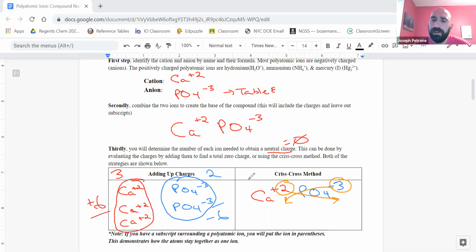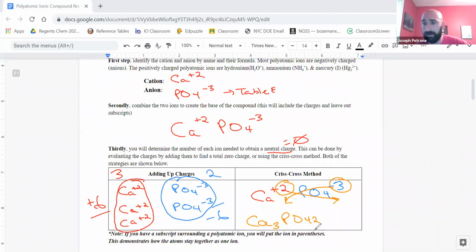So this is going to leave us with calcium 3 times. So like we said before, 3 calcium ions. And then we have 2 phosphate ions. So PO4, 2.